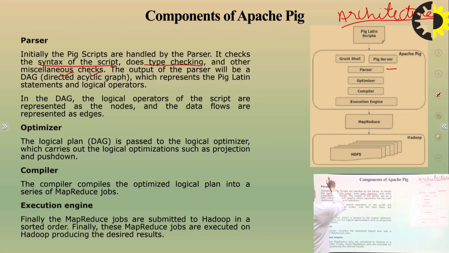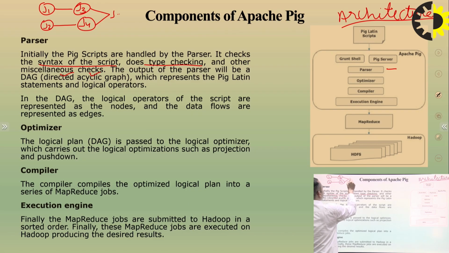We can understand it with the help of an example: we have a job J1, a job J2, a job J3, a job J4, a job J5, and a job J6. So the job of the parser is to check the syntax, do type checking, and generate an output that will be a DAG.